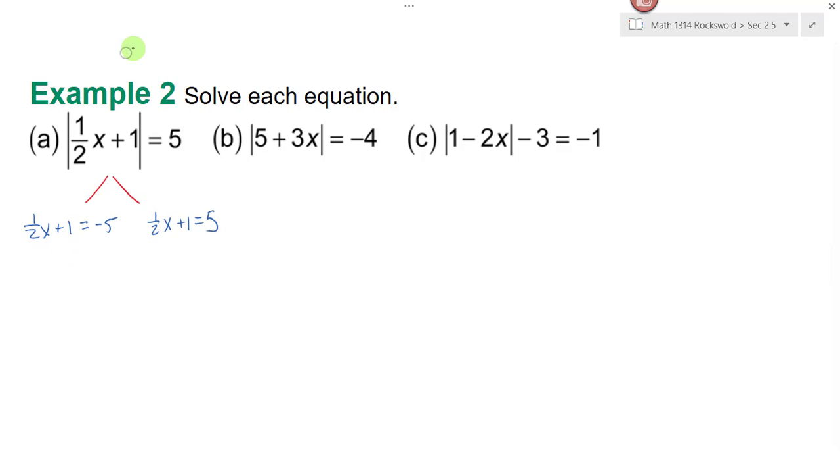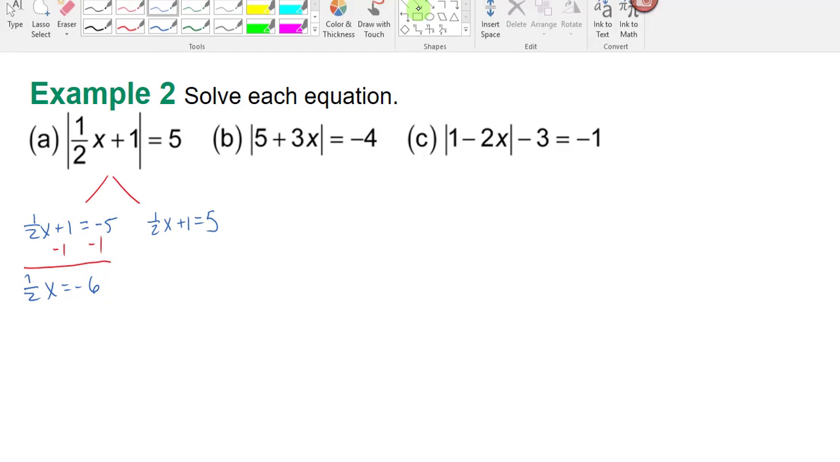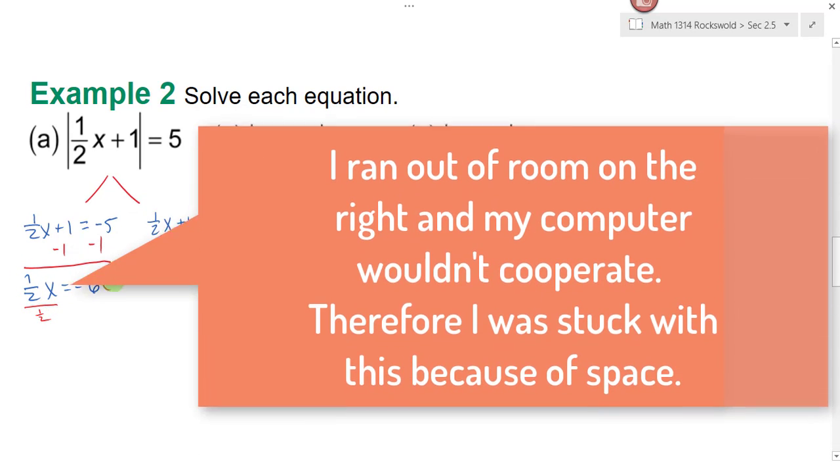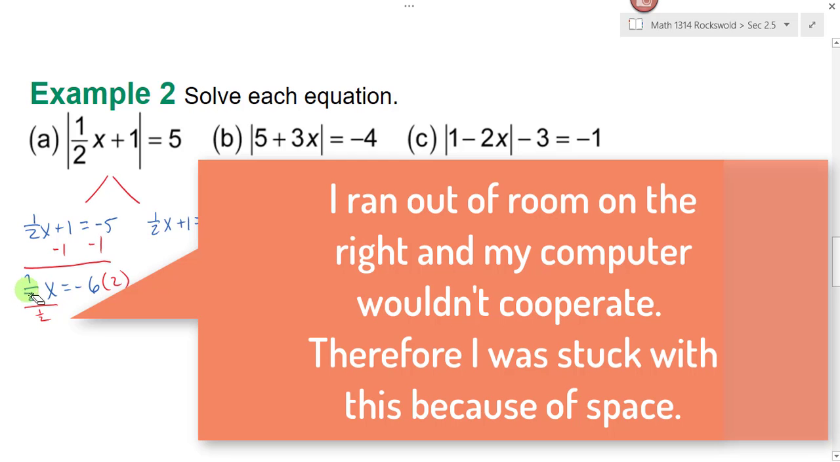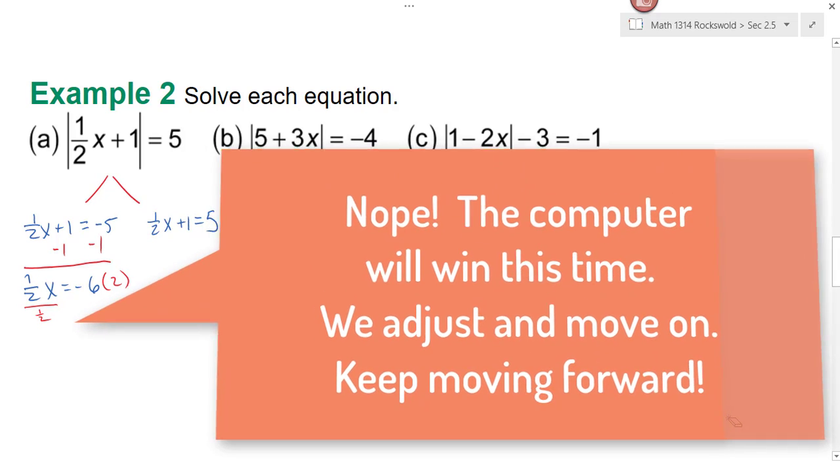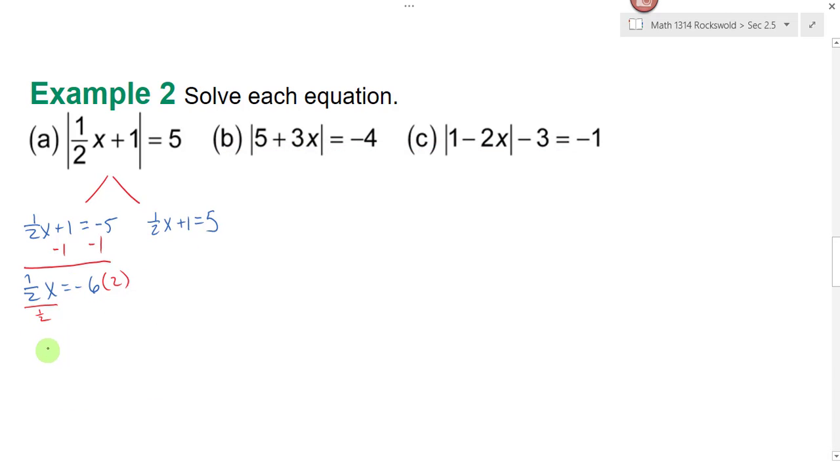Subtract 1, and what you do to one side you have to do to the other. So that's going to give us 1/2 x equals -6. How do I get the x by itself now? You can multiply by 2 or divide by a half, however you want to do that. I'm going to put divide by a half, but that's the same thing as multiplying by 2. And when I do that, I end up with x equals -12.